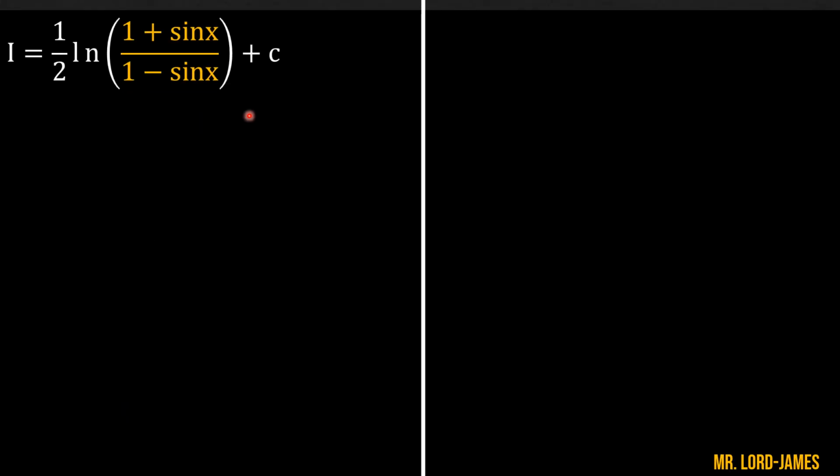So as you see, I is equal to a half times the natural logarithm of 1 plus sine x divided by 1 minus sine x plus a constant of integration c, and as we said, the absolute value of sine x should be less than 1.